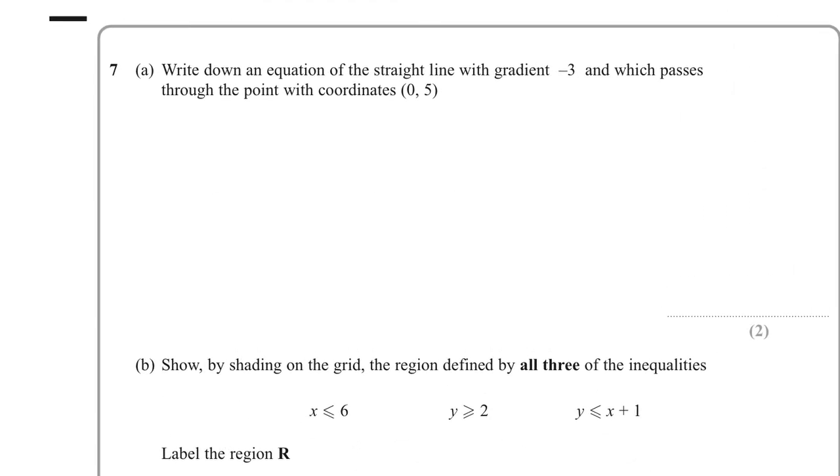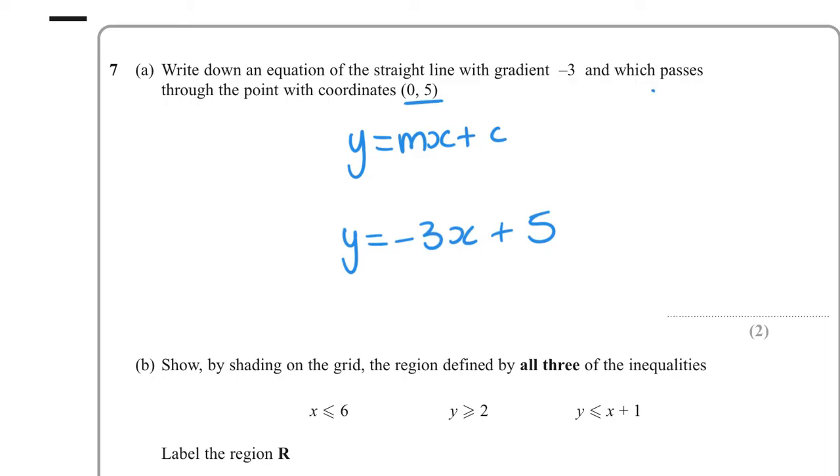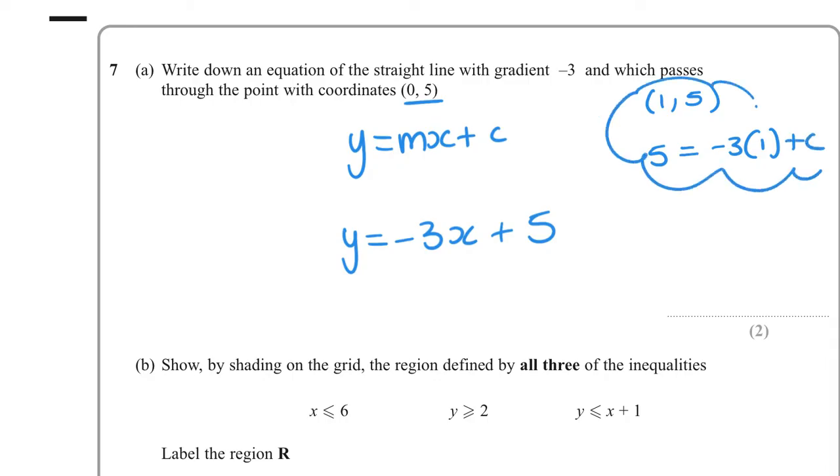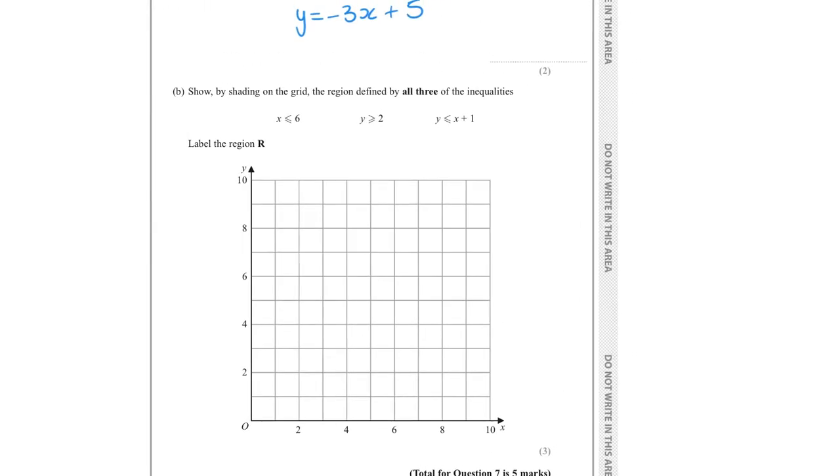Question 7. Write down the equation of the straight line with the gradient minus 3. So straight away we know y equals mx plus c, right? So we know y equals minus 3x. And it passes through the point 0, 5. Well, that's fantastic, because that means the y-intercept. So it's just plus 5. Now, let's say it said it passes through the point 1, 5, right? I would just substitute in 5 where y is, equals minus 3 lots of 1 plus c. Yeah? Okay, we all know how to do that. Perfect.